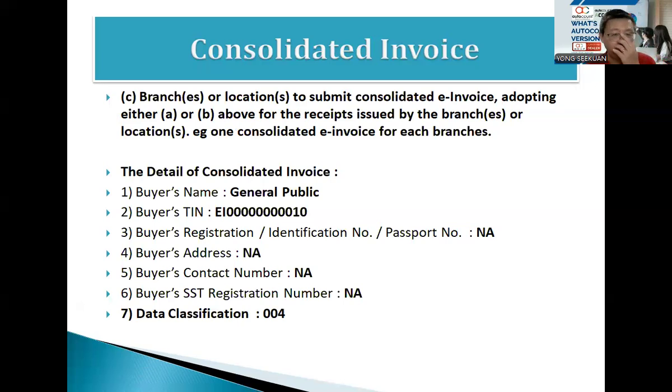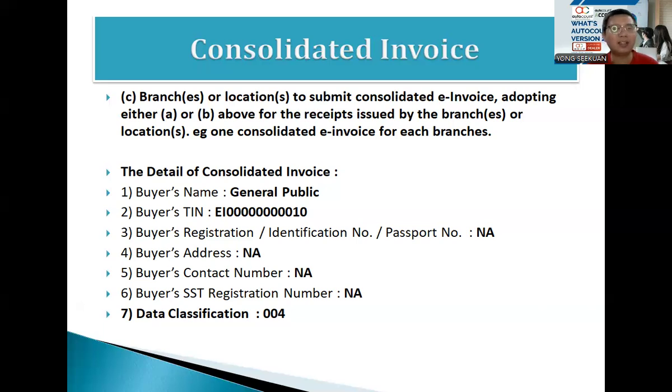So when you fill in your consolidated invoice, what are the details of the consolidated? Basically, what is your buyer name? So many people, so it cannot be just simply picking one name, or cash sales or whatever. According to the MyInvois portal, for the buyer name you put General Public. Then the TIN number, you consolidated mah, so many people, so you don't have a TIN number. The MyInvois portal says you need to use the general TIN number called EI.